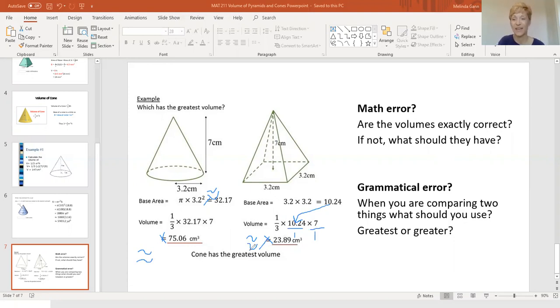Now, here's to me a grammatical error, and you're going to be teaching reading and writing. When you're comparing two things, they should ask you which one's greater, not greatest. Greater is when you're comparing two things. Greatest is when you're comparing more than two things. Okay? So it's an okay problem, but it's not good for you to give an elementary student.